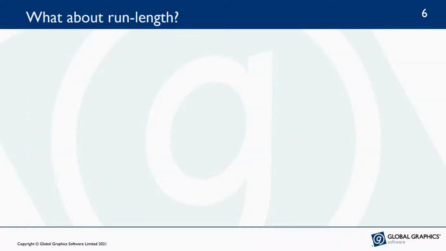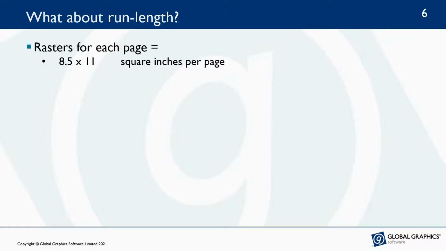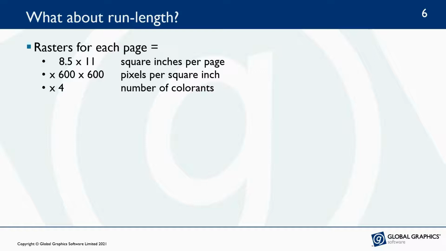Another factor that has a significant bearing on RIP load is the run length. Let's assume for the moment that I'm printing 8.5 by 11-inch pages. It's going to be obvious how you can translate that to other sizes for other print sectors. And I'm printing at 600 by 600 dpi, with 4-color printing in CMYK, and looking at 8-bit per pixel output. The raster generated by the RIP for each page is around 128 megabytes.